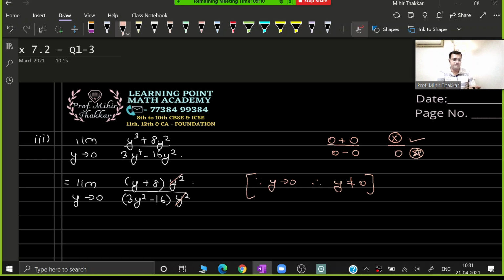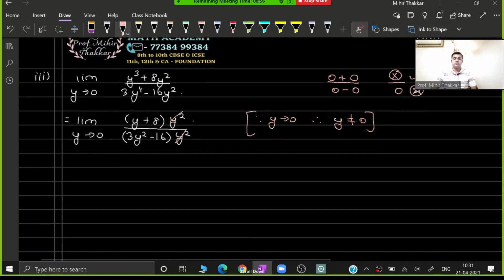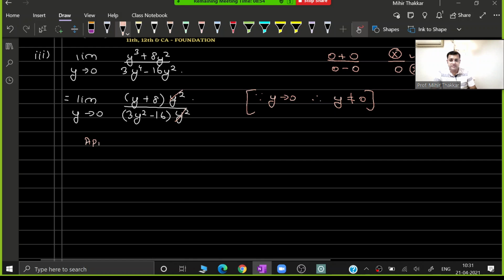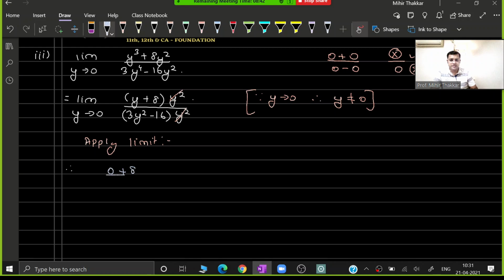We need not write the third point over here, that is y minus 0 is not 0, because already we have told that y is not equal to 0. So y minus 0 is same as y only. So you can just write up till here in this case. Now as soon as you cancel the common factor, you just have to apply limit. So you will get over here 0 plus 8 divided by 0 minus 16, which is nothing but minus half.